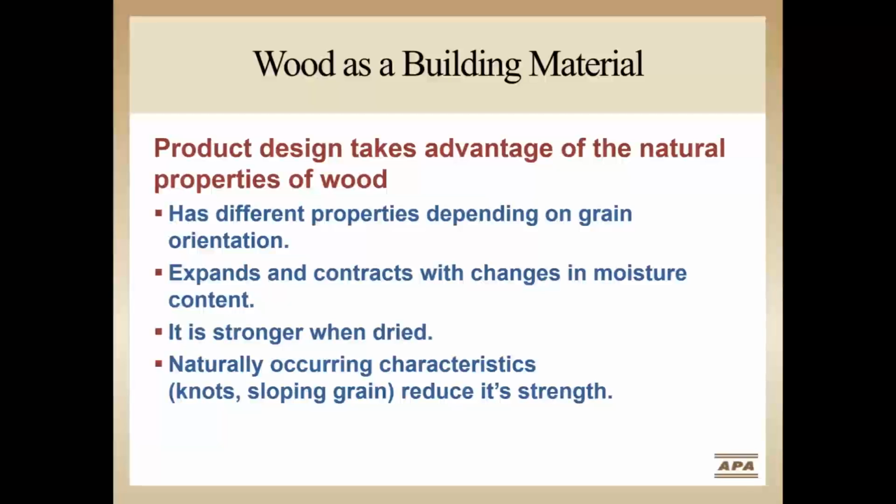Wood is stronger, of course, when dried, and until we can grow trees without limbs and branches, there will be characteristics in the wood such as knots and sloping grain that reduce its strength. All of these properties are addressed in the design of engineered wood products and systems.